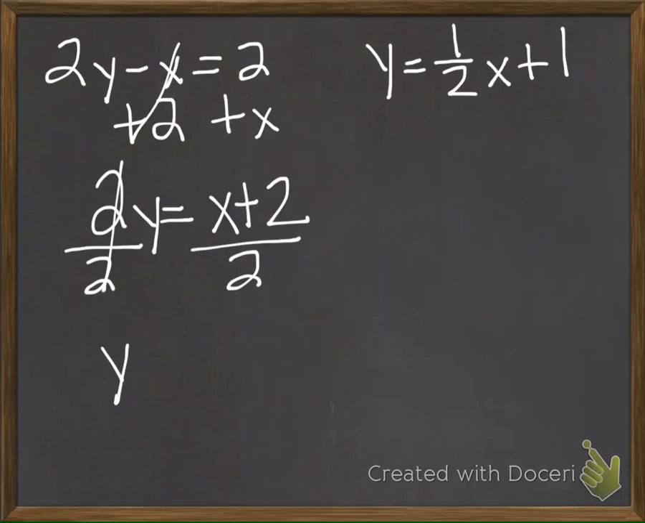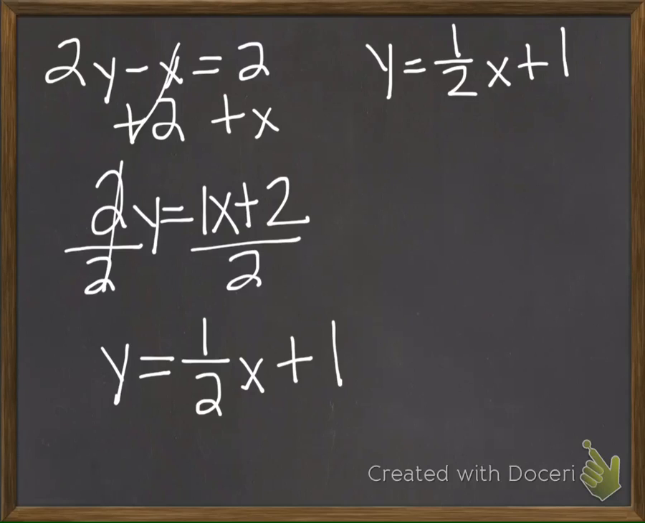So now we have y equals. Now remember, that x right there has an imaginary 1 beside it. So how do we write that as our new slope? We don't really have to divide, right? We just write 1 over 2x. We just put it over the 2, okay? And then how do we do 2 divided by 2 to get our new y-intercept? What is 2 divided by 2? 1. Very good.